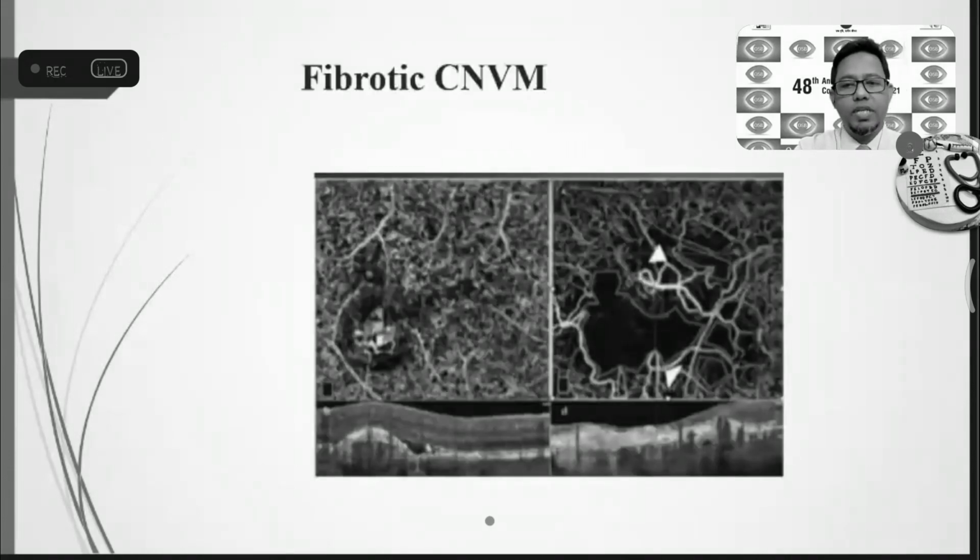This is the fibrotic syndrome, the OCT angiogram image of the capillary segmentation and corresponding scan showing the large dark area. This is the center. Scan showing the large dark area which is due to the diffuse lack of the signal within the flow of the network.